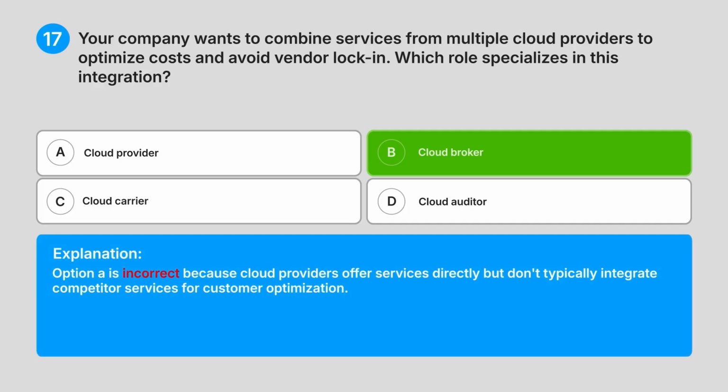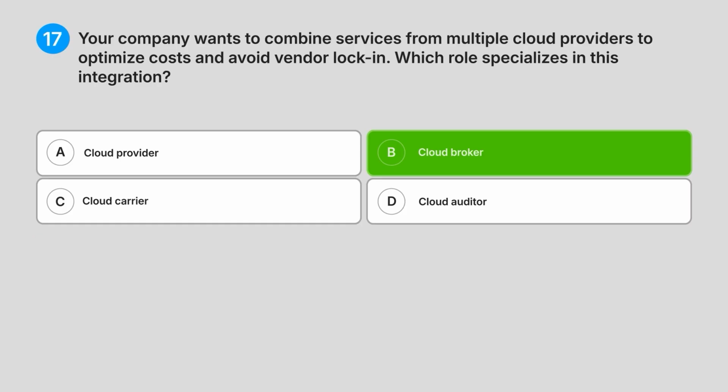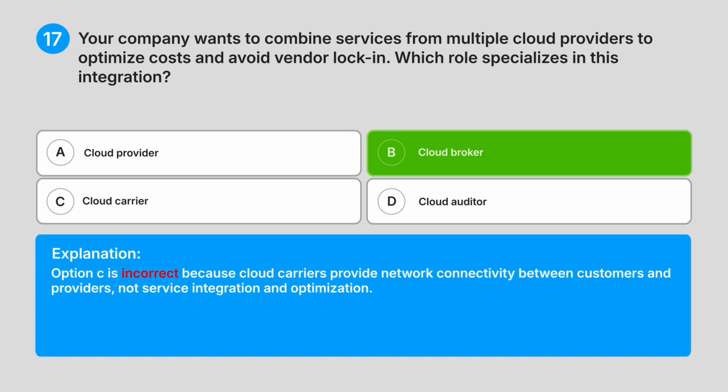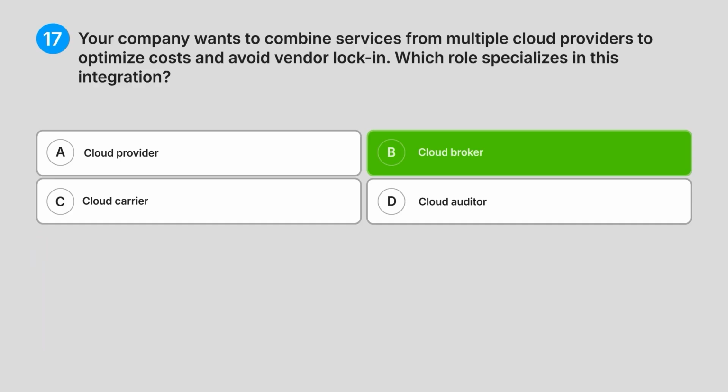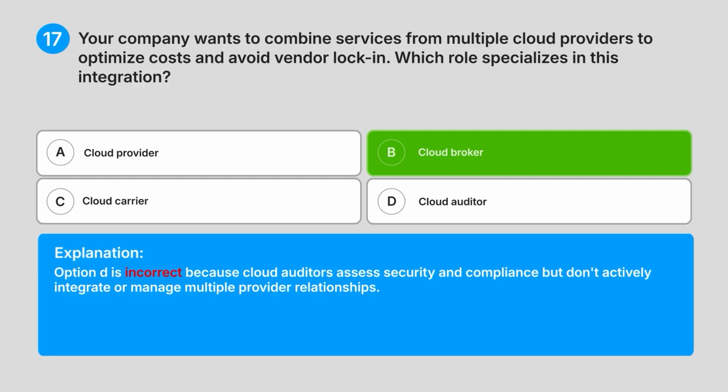Option A is incorrect because cloud providers offer services directly, but don't typically integrate competitor services for customer optimization. Option C is incorrect because cloud carriers provide network connectivity between customers and providers, not service integration and optimization. Option D is incorrect because cloud auditors assess security and compliance, but don't actively integrate or manage multiple provider relationships.